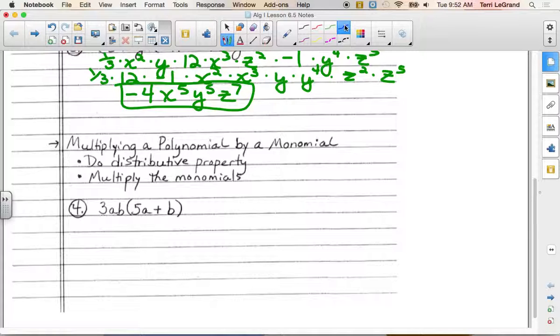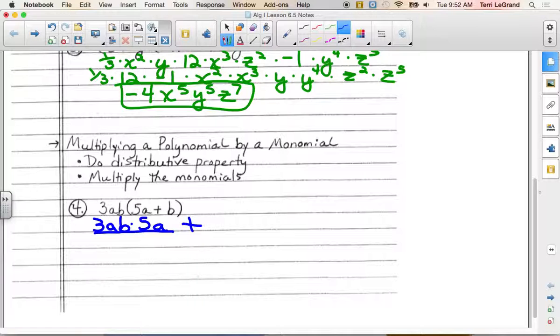How many multiplications will there really be to get rid of this addition? That's to get rid of the parentheses, I should say, not the addition. 2. We're going to take 3ab times 5a. There's one of our multiplications right there.